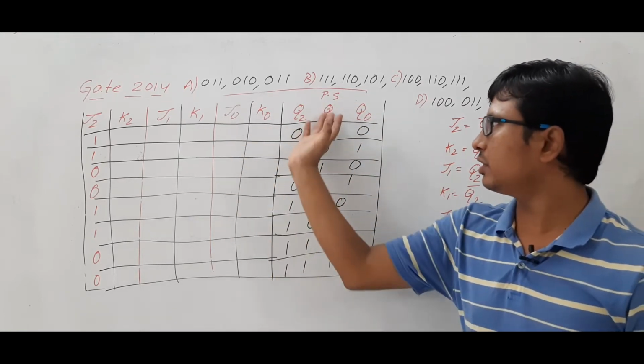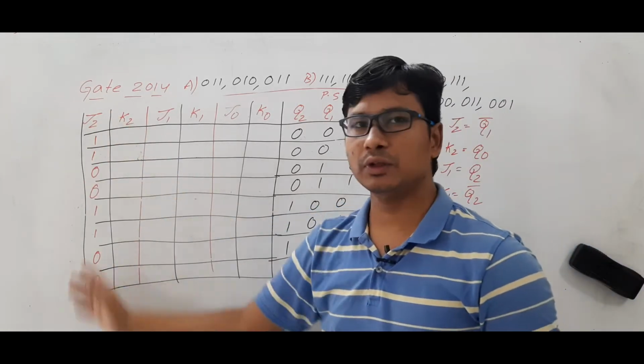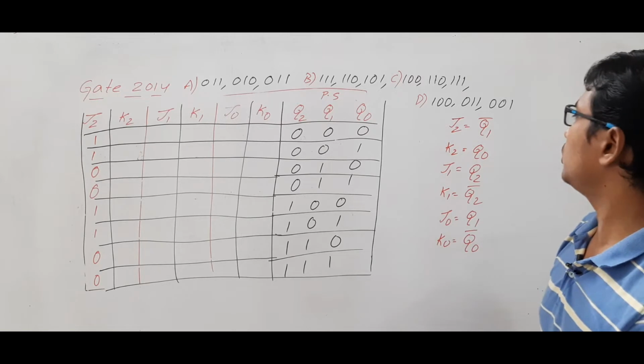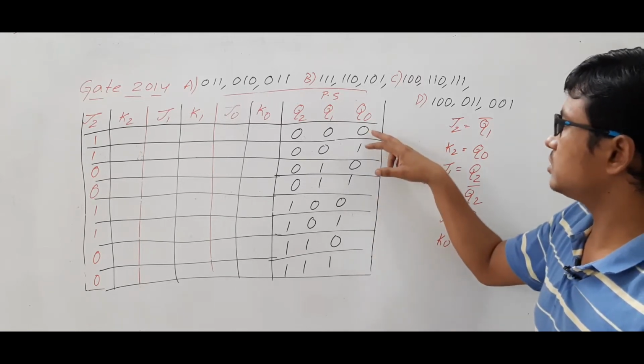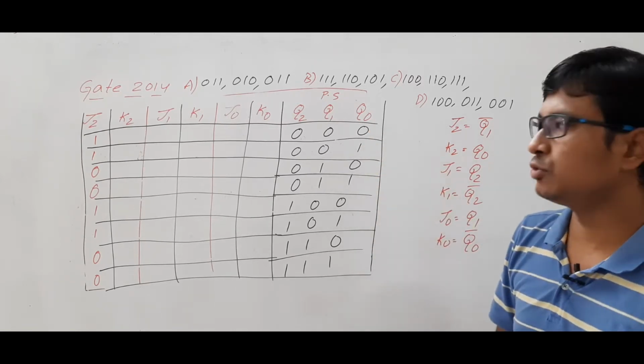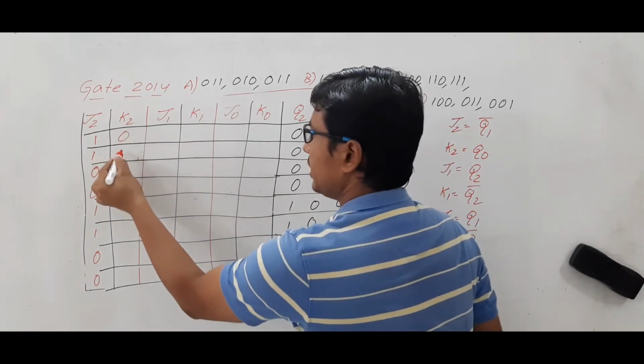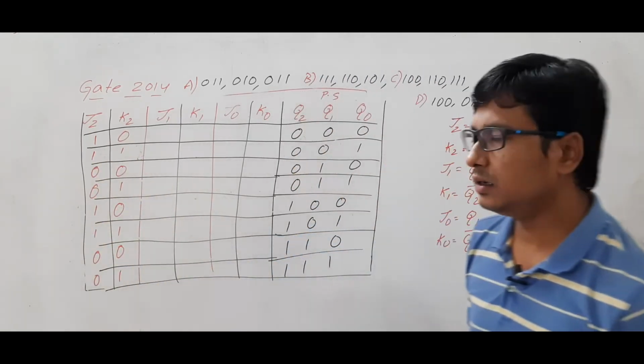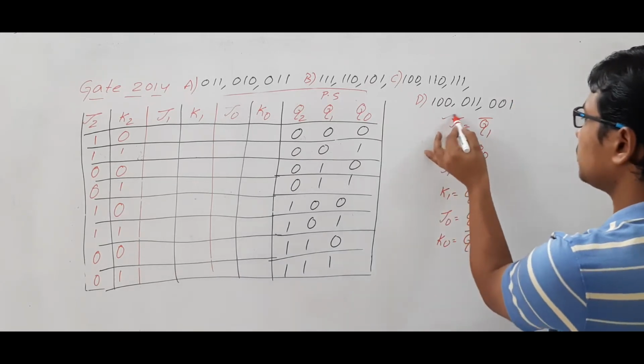Like that I found the complement of it and substituted the values in the J2. Now similarly K2 is what? Q0. What is Q0? This is 0 1 0 1. I will keep those values: 0 1 0 1 0 1 0 1. Okay. Now J2 K2 are done.